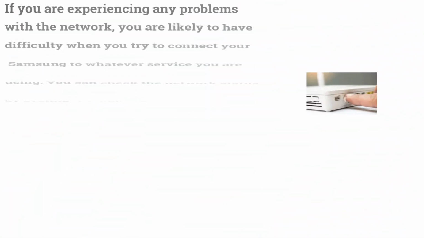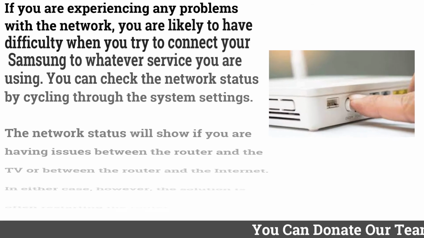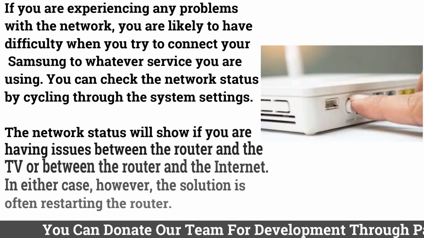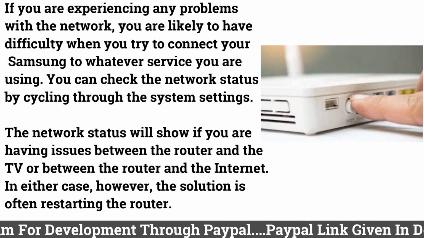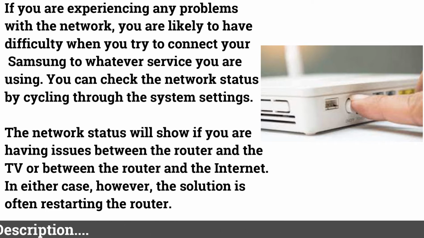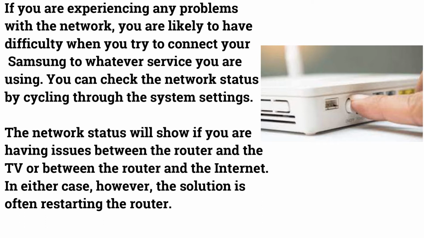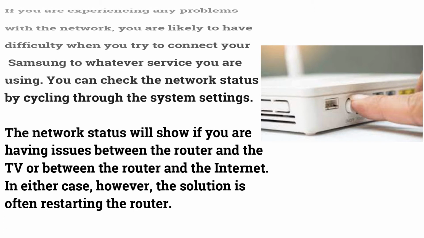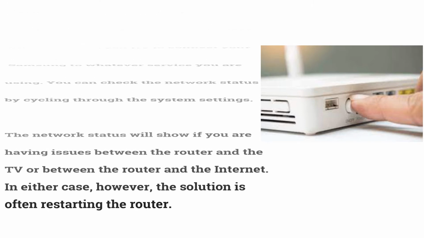Network status. If you are experiencing any problems with the network, you are likely to have difficulty when you try to connect your Samsung to whatever service you are using. You can check the network status by cycling through the system settings. The network status will show if you are having issues between the router and the TV or between the router and the internet. In either case, the solution is often restarting the router.